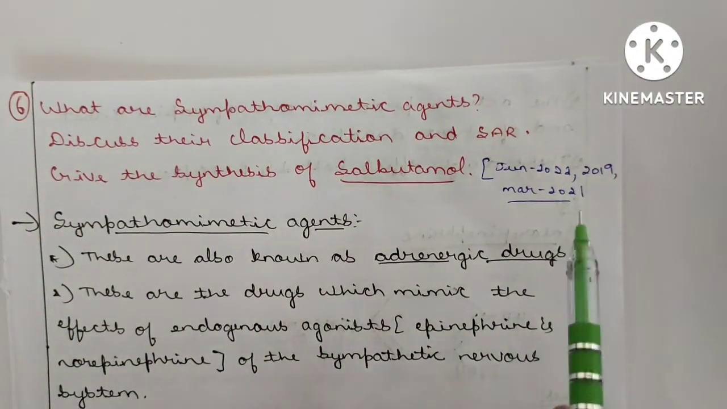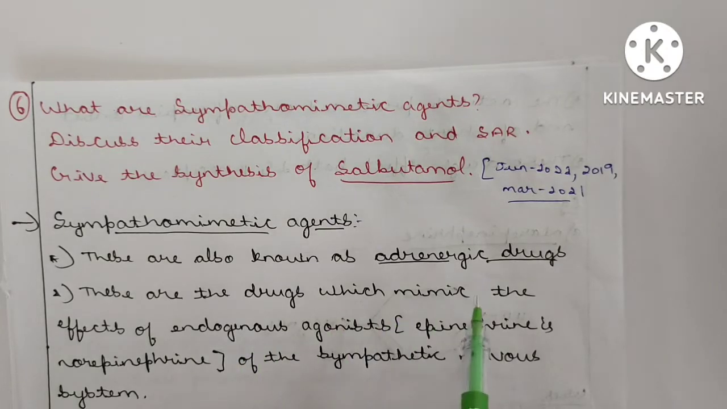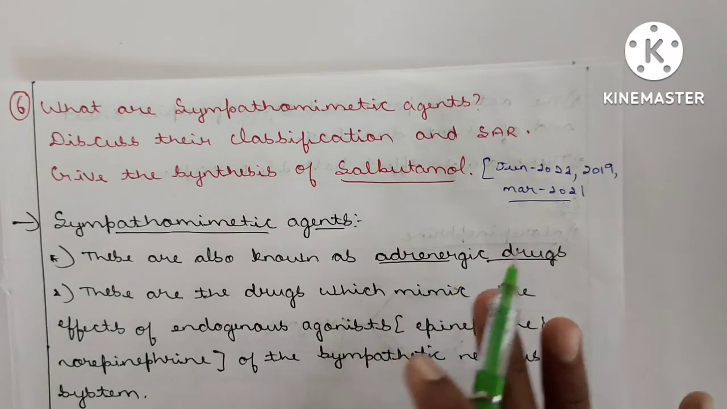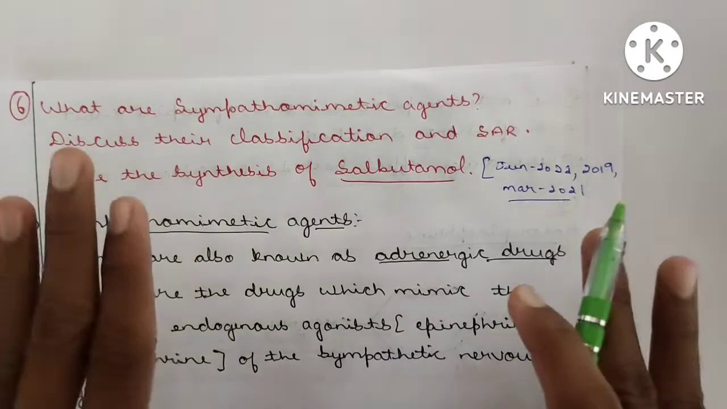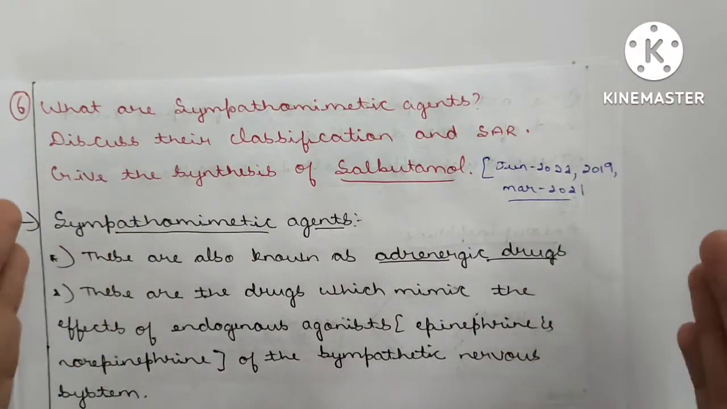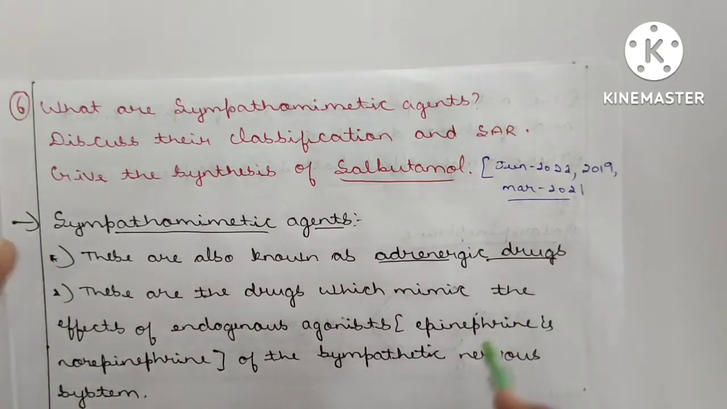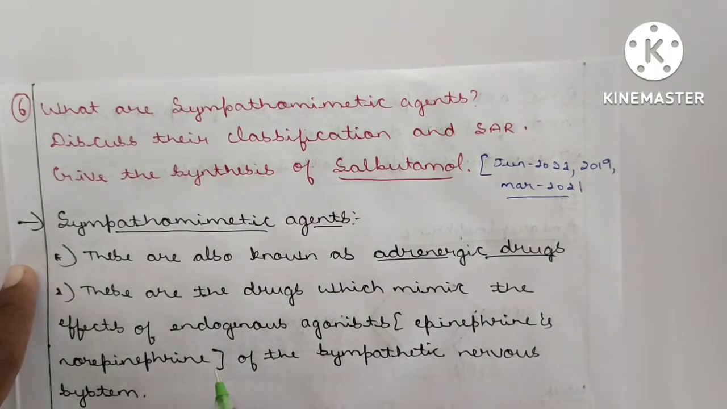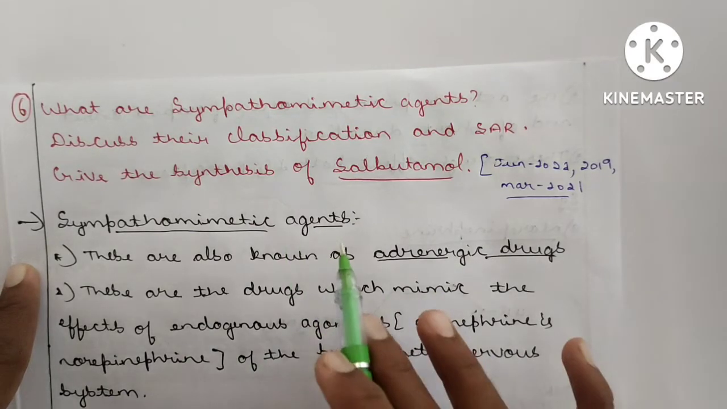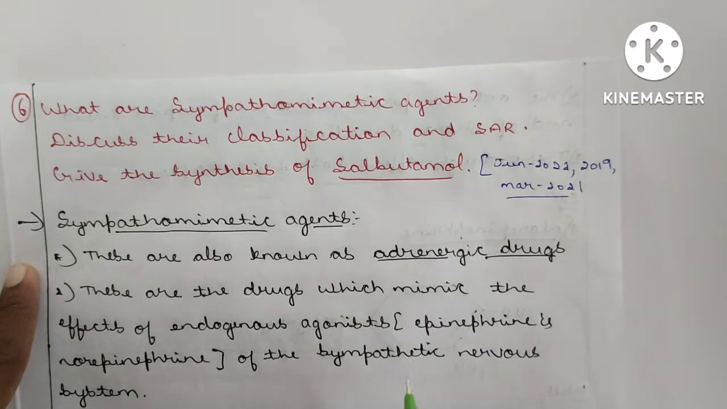Which one? Sympathomimetics. These are also known as adrenergic drugs. These are the drugs which mimic the effects of the endogenous agonists of the sympathetic nervous system. Very simple. What does this mean? These are externally supplied adrenergic drugs. They mimic the effects of the endogenous agonists, meaning the work done by epinephrine and norepinephrine, these agents will carry out, as part of the sympathetic nervous system.